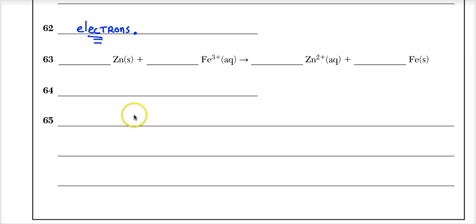Next question, 63. So 63 states, balance the equation in your answer booklet for the redox reaction that occurs in this cell using the smallest whole number coefficients. So I've got the reaction right here, no need to go back to the question, and I need to balance it. Now I can do this two ways. I'm going to do it the half reaction way first.